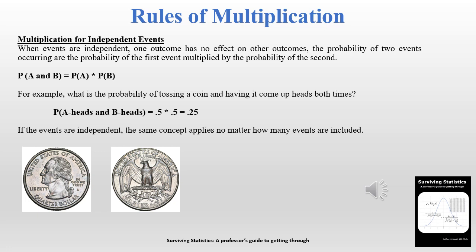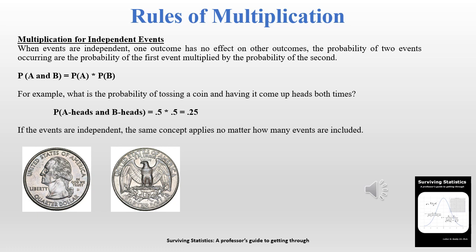When we were working with addition, we were trying to determine the probability of an either-or event. When we're working with multiplication, we're typically trying to find an AND event. So we're going to start with multiplication for independent events. Remember, an event is independent when one outcome has no effect on the other outcomes. So in this case, we're going to be using the example of tossing a coin. Tossing a coin and having it come up heads does not preclude it coming up heads again.